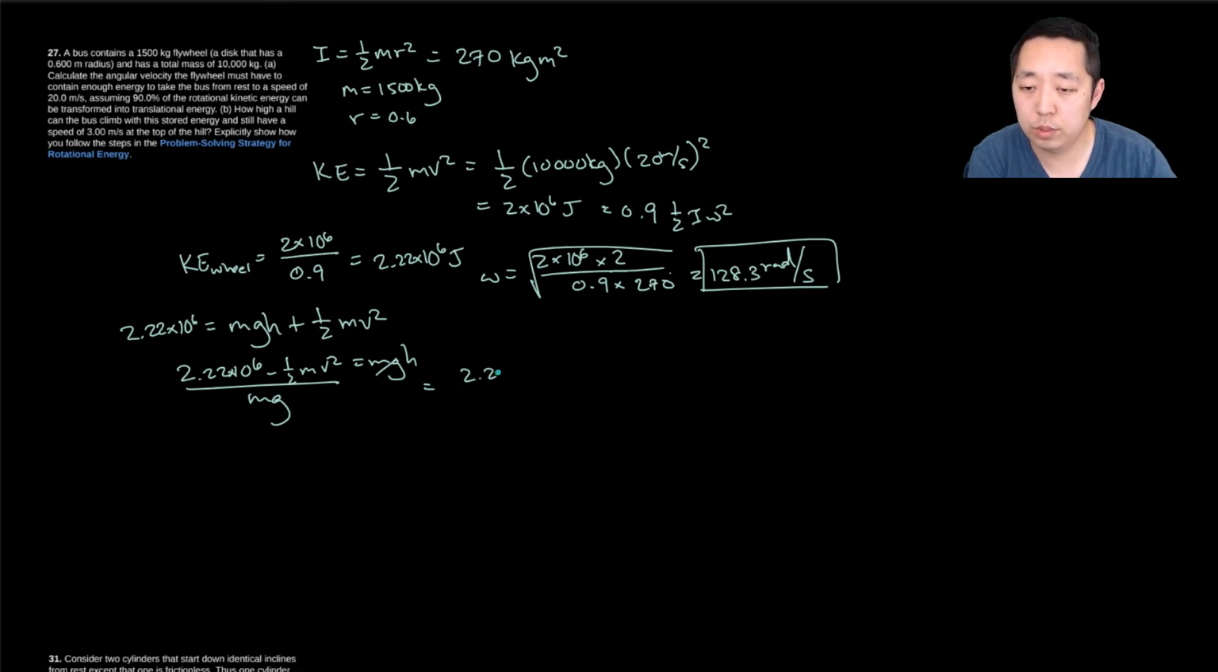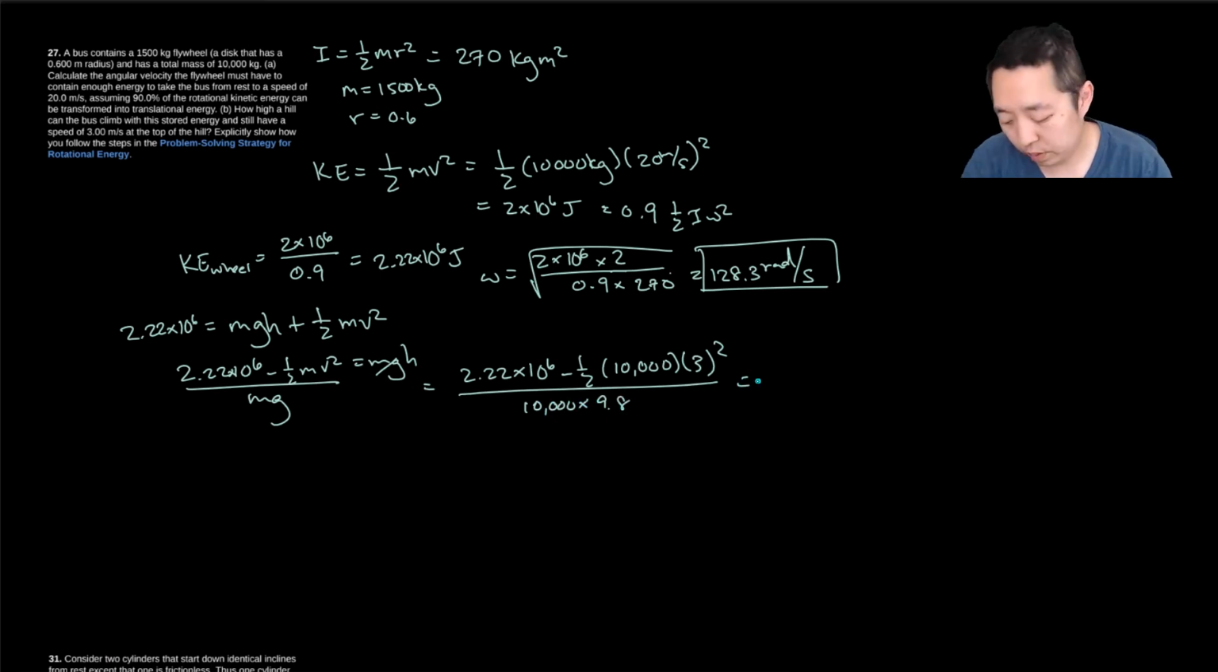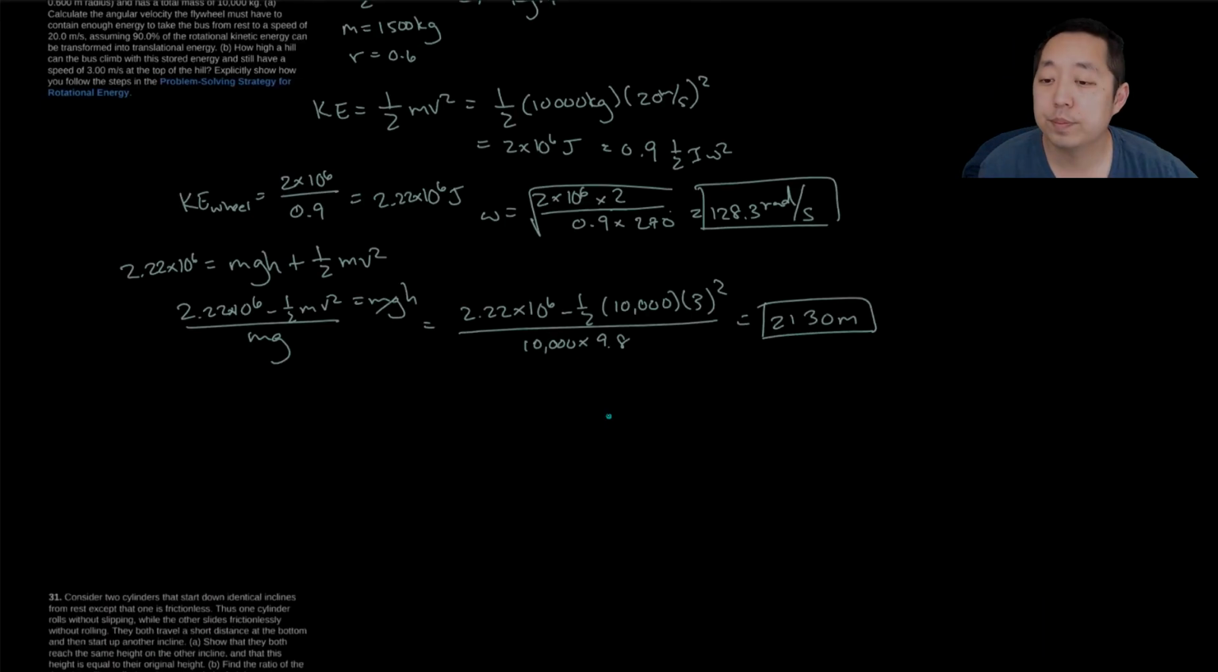And so to find h, I'm going to divide by mg. And so that's 2.22 times 10 to the 6th minus 1/2 times 10,000 times v squared, divided by 10,000 times 9.8. Okay. I get 2130 meters. That's what I got, h.